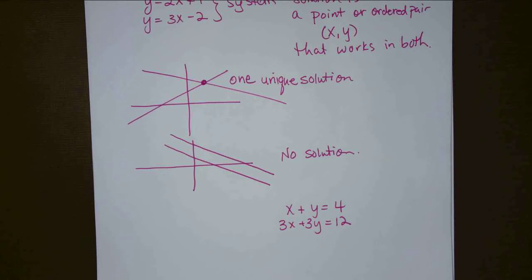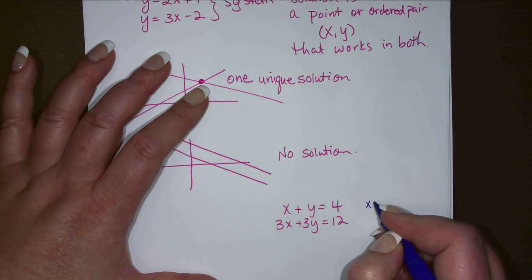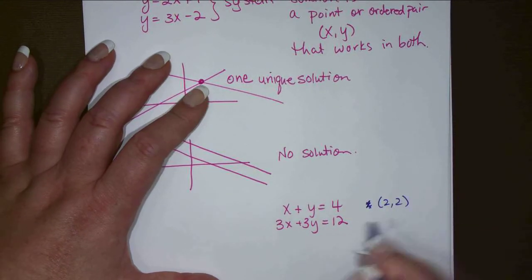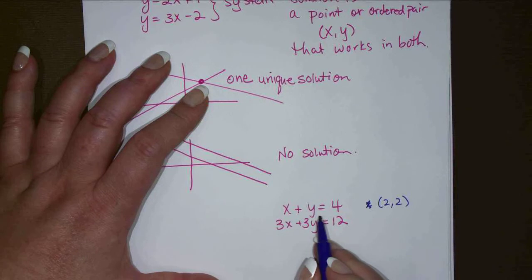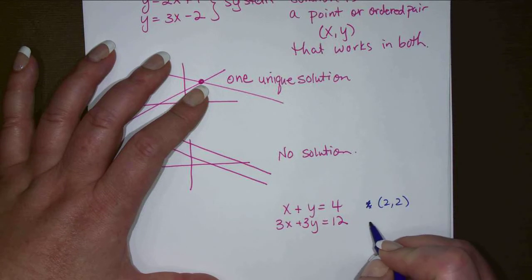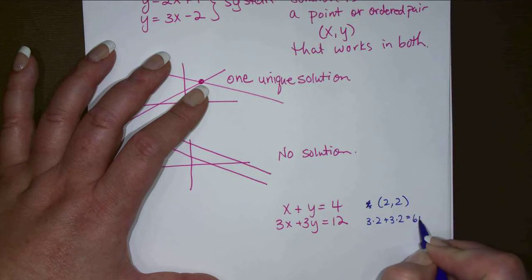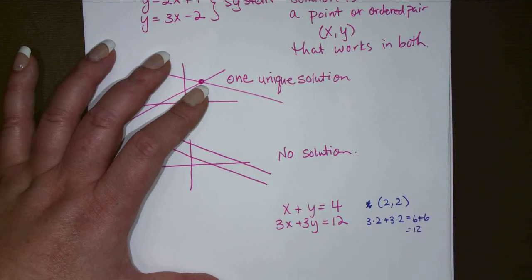What did I do to the first equation to get the second one? I just multiplied the whole thing by 3. Multiplying both sides of an equal sign by something doesn't change it. It's still the same. It's just sort of in disguise. Like if I had the point 2, 2, that works in the first equation. Will it work in the second equation? 3 times 2 plus 3 times 2 is 6 plus 6, which is 12. It works in the second equation.